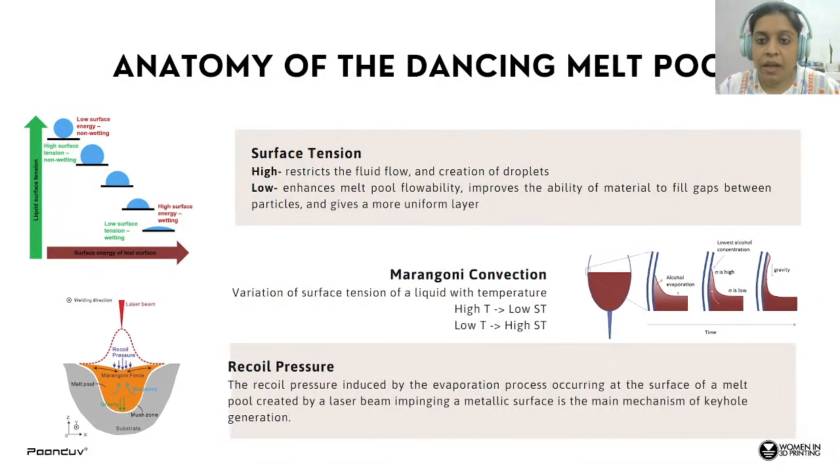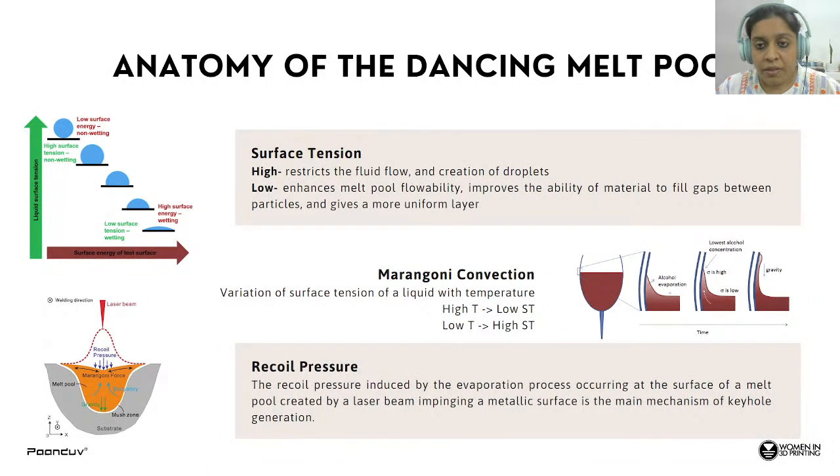Let's understand the anatomy of the dancing melt pool. The anatomy and the flow of this melt pool is driven by three factors: surface tension, recoil pressure, and Marangoni convection, which is the extended form of surface tension. When the surface tension is high, it restricts the fluid flow and does not allow it to flow freely, so it creates a lot of droplets, which is called the balling effect. When the surface tension is low, it enhances the melt pool flowability and fills the gaps between the particles and forms a uniform layer.